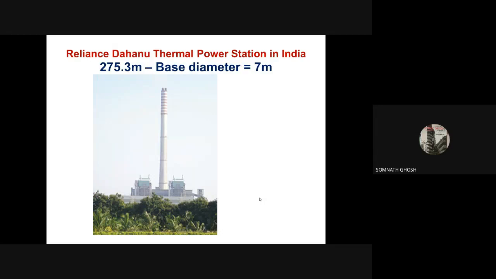Now you see, when you are coming to these RCC chimneys, see this chimney, the base diameter is 7 meters and the height is 270.3 meters. Not a matter of joke. This is an RCC chimney, the height by D ratio is quite high. And you will slowly appreciate that if the height by diameter ratio or the minimum width ratio is very high, then you have to take care of wind carefully.